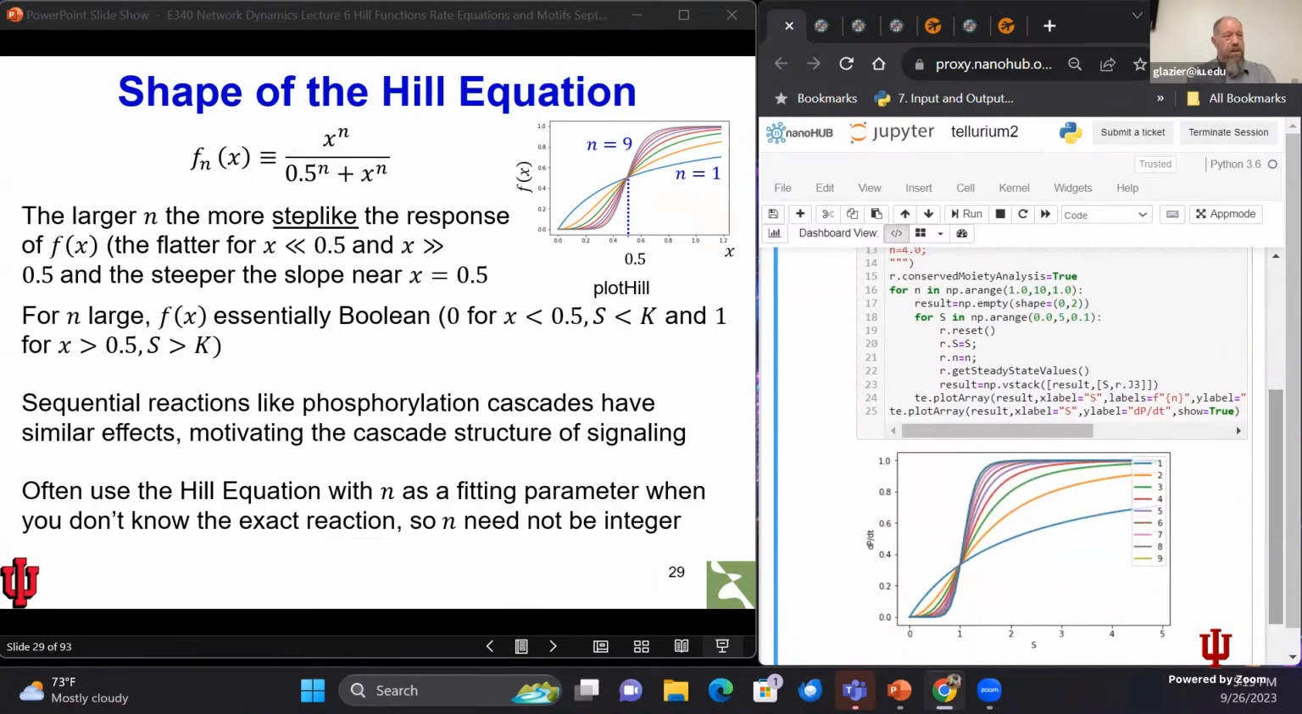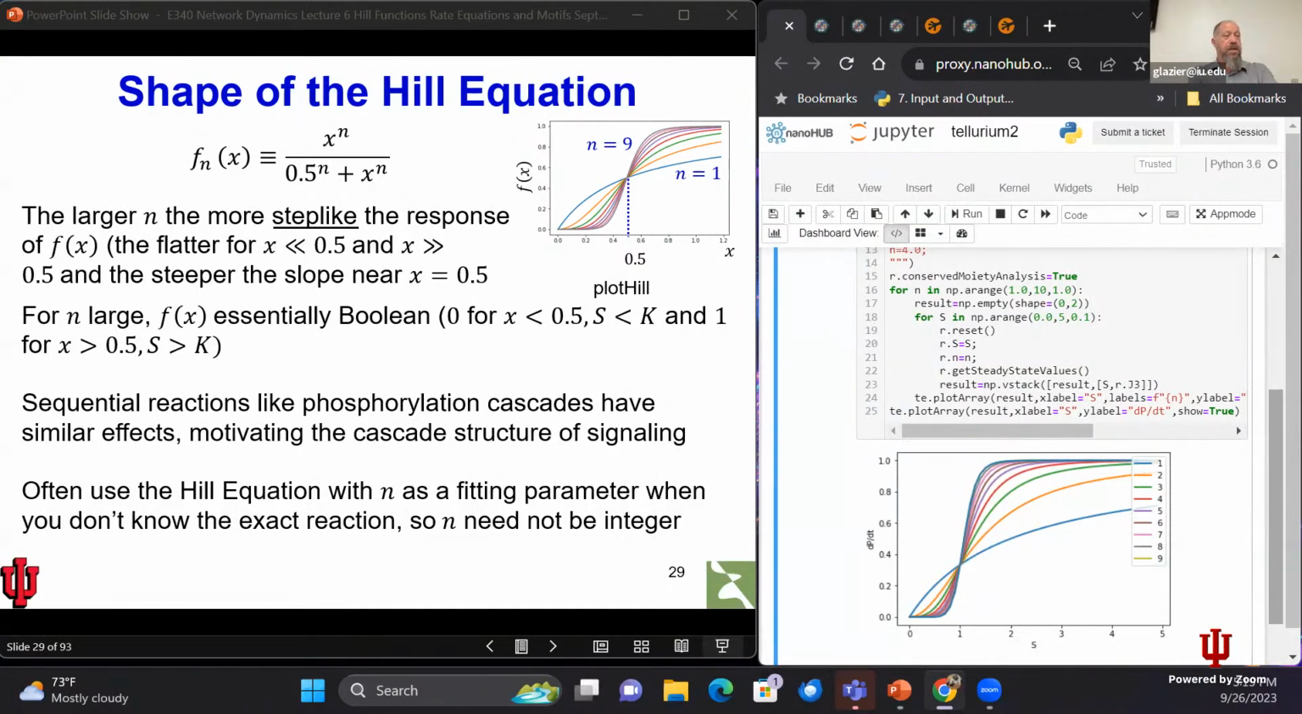So the larger n is, the more step-like our response is. This is called a sigmoid. There was a question or a comment some time ago about the shape of the sigmoid. Using these power laws, x to the n over k to the n plus x to the n gives us a sigmoid with a particular shape. There are alternative sigmoids that one can use. In particular, the hyperbolic tangent has the same kind of sigmoidal behavior, and the symmetry of that is a little bit different.